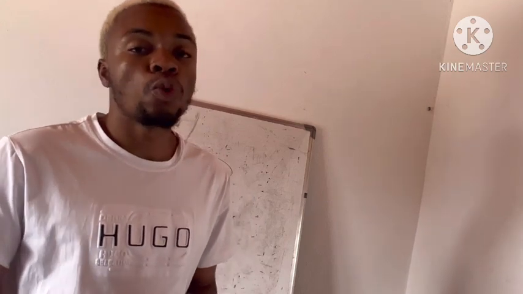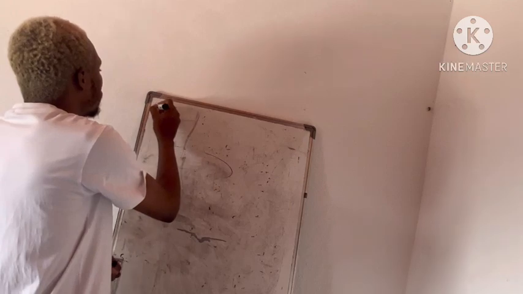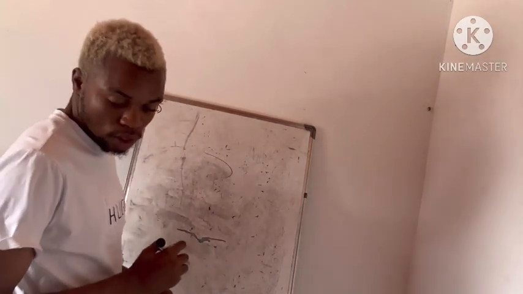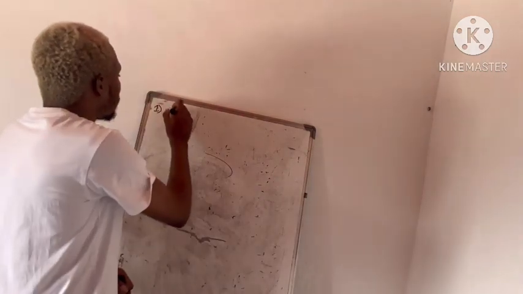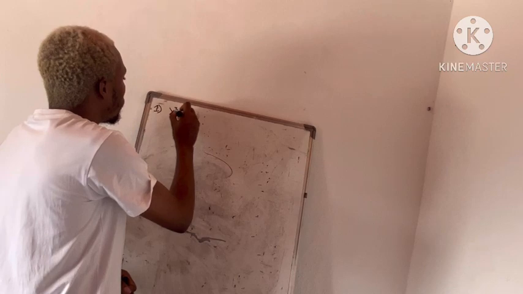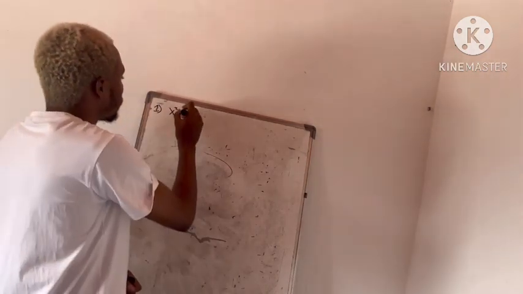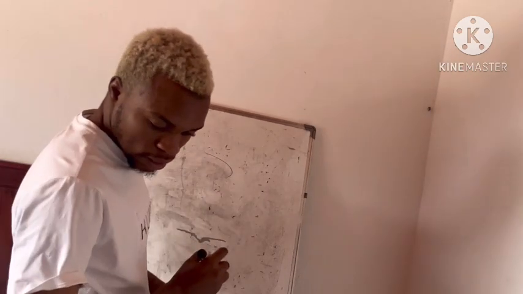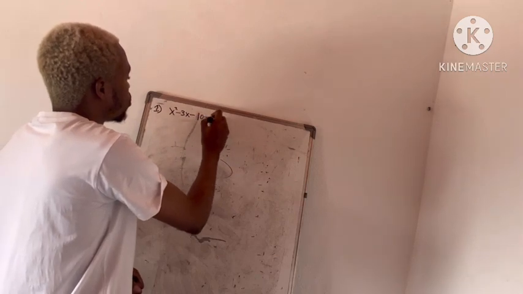The first question which I would like us to move into, let's take question 1, which is x squared minus 3x minus 10 equal to 0.